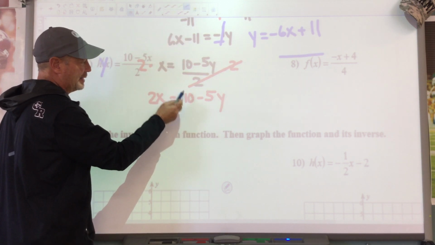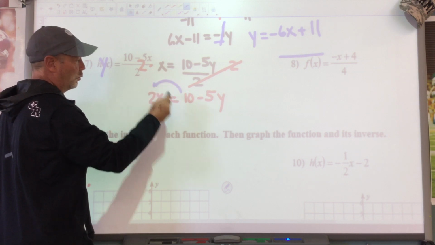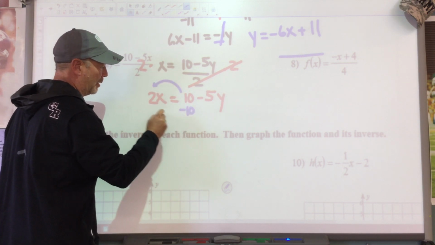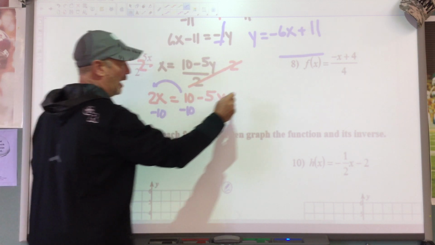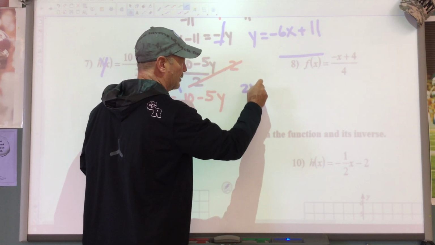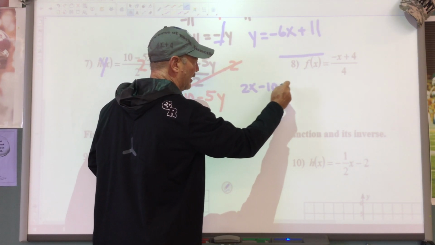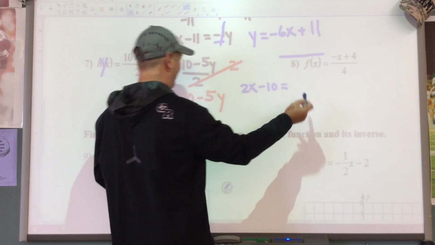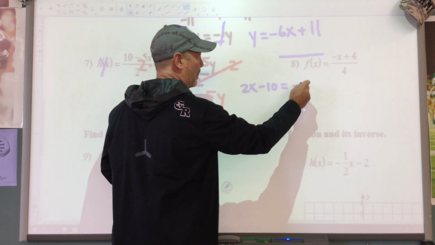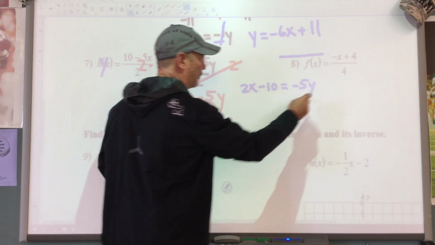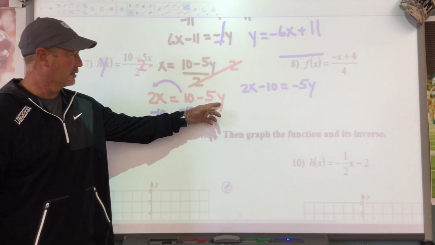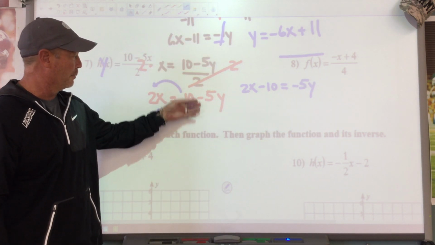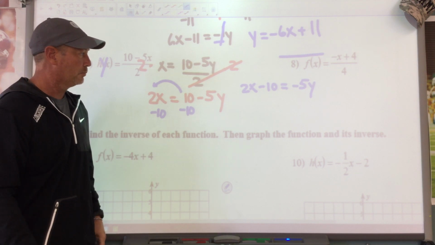We want to move the 10 to the other side. We're going to go minus 10, minus 10. I will get 2x minus 10 equals negative 5y. All right, so you understand, we're trying to isolate, we're trying to get y by itself, so we move the 10 to the other side.